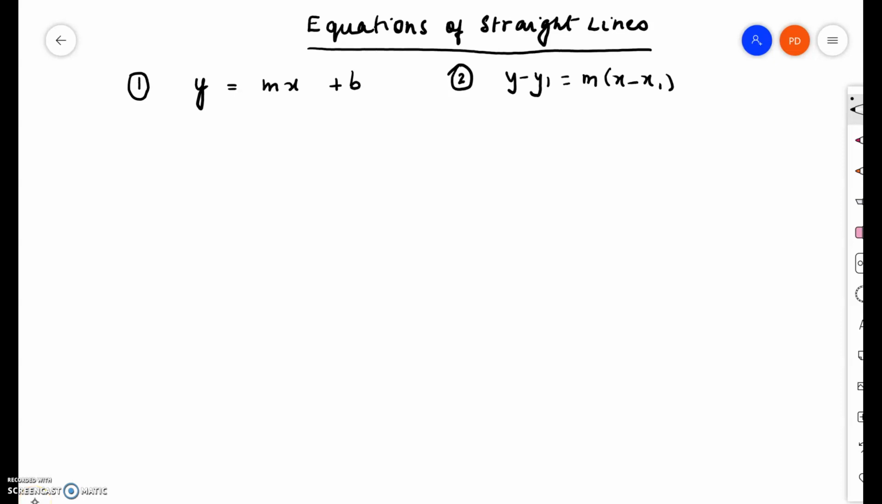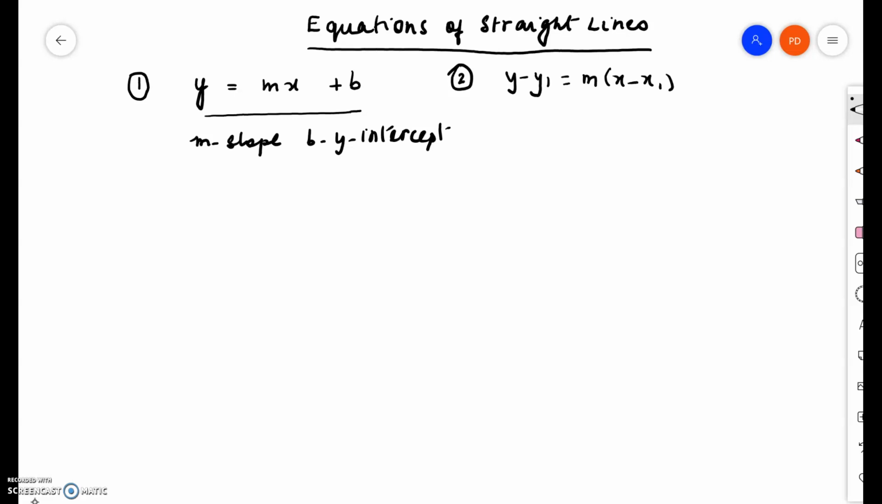Equations of straight lines, there are two forms. This is the slope-intercept form. M is the slope and B is the y-intercept. So if we know the slope and the y-intercept, we can write down the equation of the line in the form y equals mx plus b. All we have to do is plug in the slope and plug in the y-intercept.